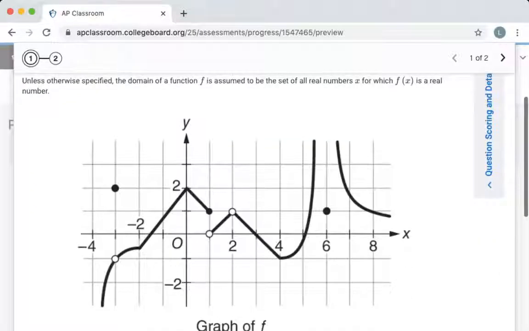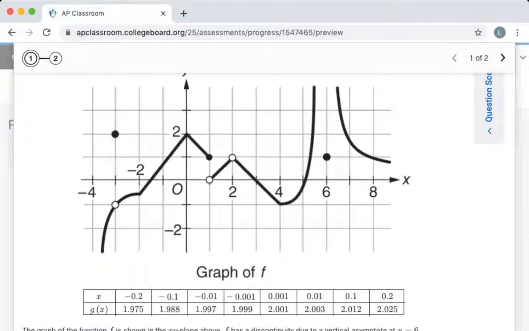The first part. Looking at the problem, hopefully you've already looked at it and processed it. But what we have here is two different things. We have a graph of f. That's number one. Number two, we have a table of g. So a graph of f and a table with g. The function g of x has a table. The function f has a graph.